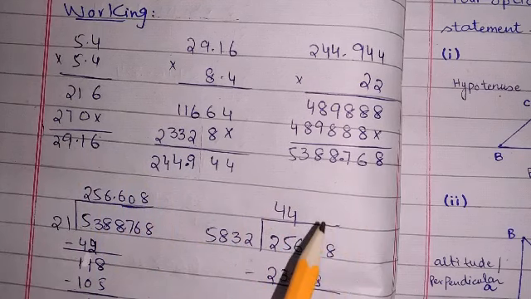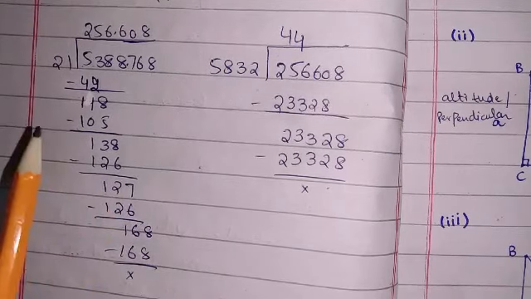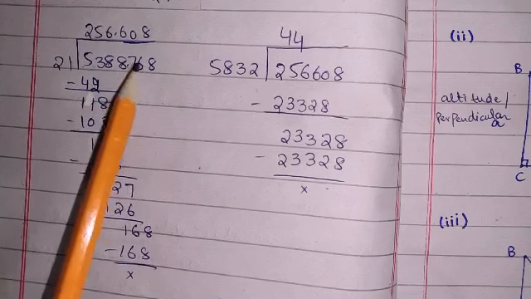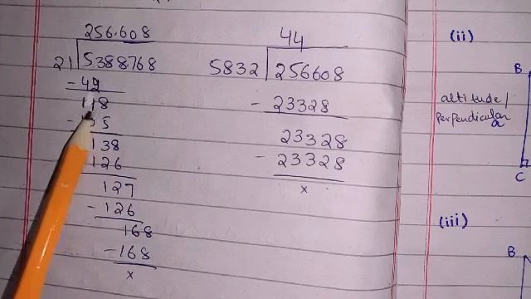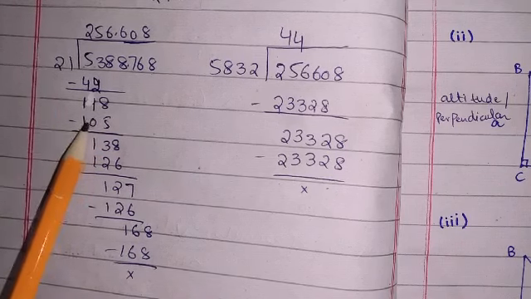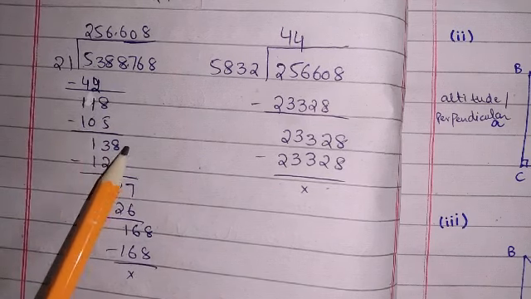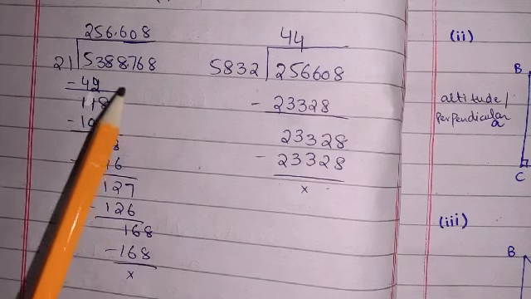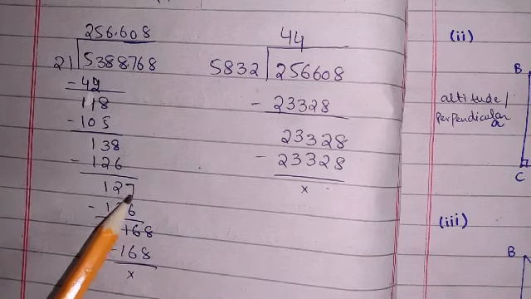Now students, moving towards our divisions. Here we will divide 5388.768 by 21. 21 2s are 42. After the subtraction we got 11 and 8 from the above. It makes 118. 21 5s are 105. After the subtraction 13 and 8 from the above. It makes 138. 21 6s are 126. After the subtraction we got 12, and point in the quotient, and 7 with the number.